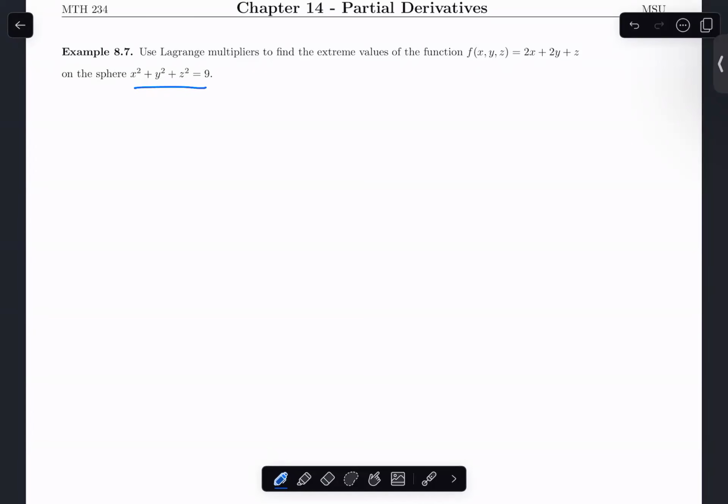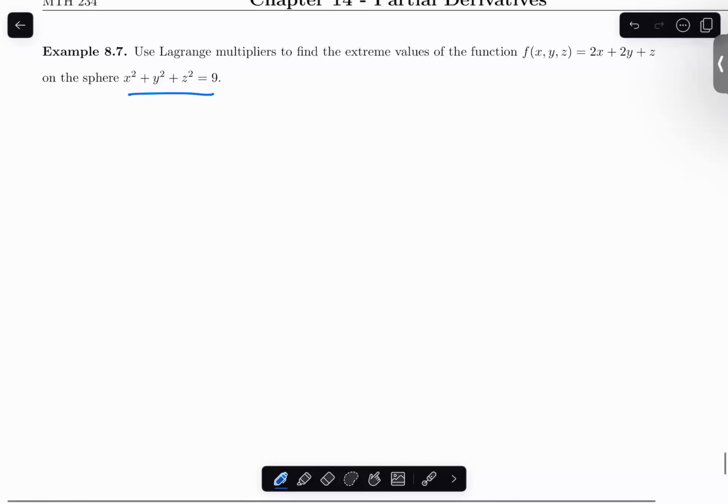The textbook also goes into another situation where you have multiple constraint equations as well. And so there are other variations that are not included in our curriculum at MSU, but this one is, and you will see at least a WebWork problem or two about it. So let's talk about this one.